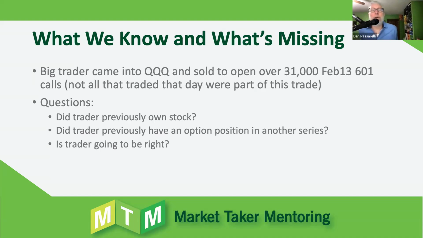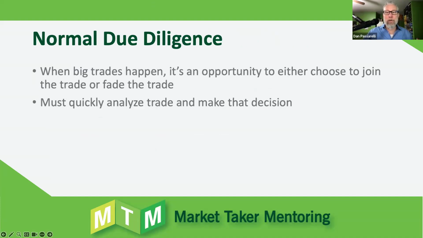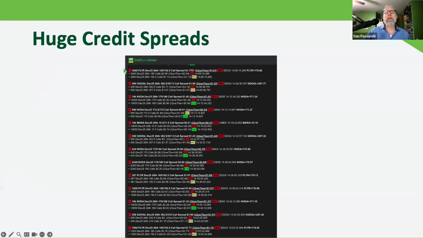So we always want to look at them as trade ideas and then, of course, do our normal due diligence. When a big trade happens, it's an opportunity to either choose to join the trade or maybe fade the trade. You need to quickly analyze and make that decision. And this is what I was talking about. This is our credit spread genius, and this is historical data. I didn't want to put anything fresh up there because I don't want you to think these are trade ideas. So I used a screenshot from December.